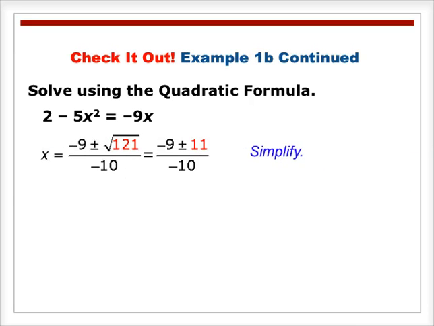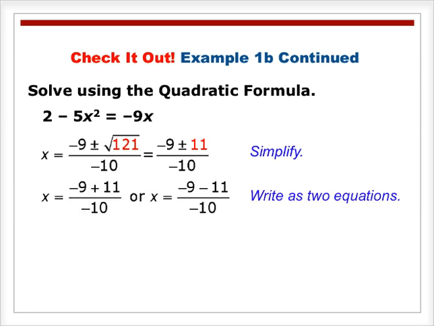So now we have, again, 121 is in our radical and it's a perfect square. So we have negative 9 plus or minus 11 over negative 10, which we simplify with two equations. And we have a result of x being negative 1/5 or x equals 2.